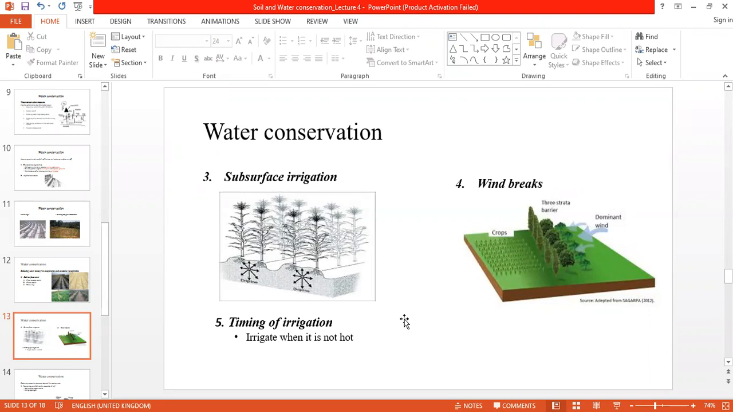Then of course the timing of irrigation also, you can factor that in if you want to help reduce evaporation. So you irrigate when it's cool, maybe in the evenings when there's no sun. It means that almost all the water that you are applying will go into the soil, and less of it will be evaporated.